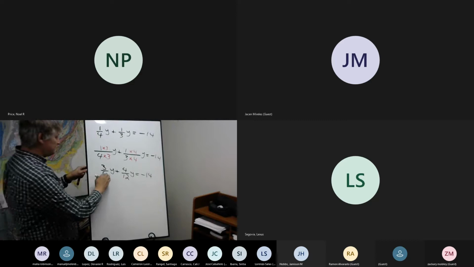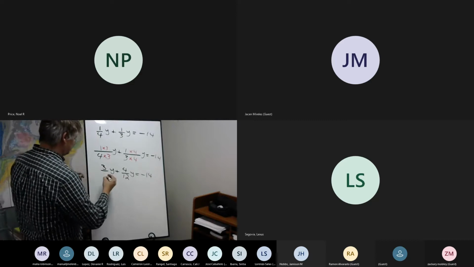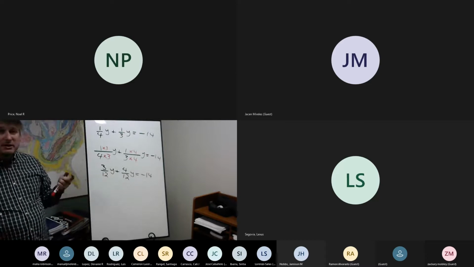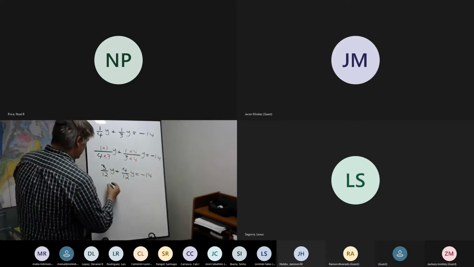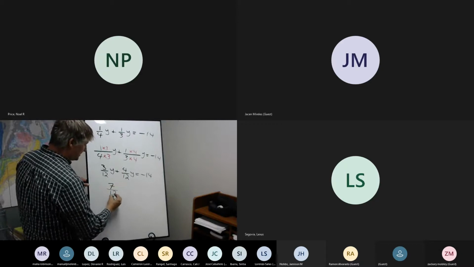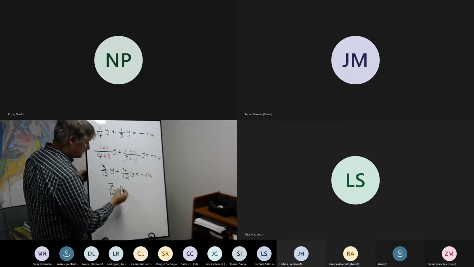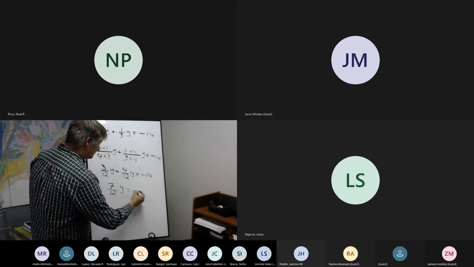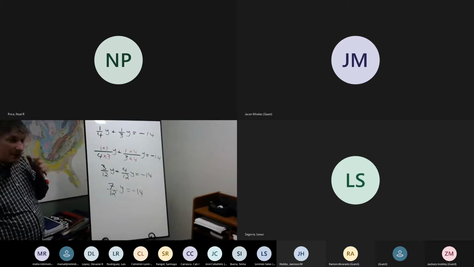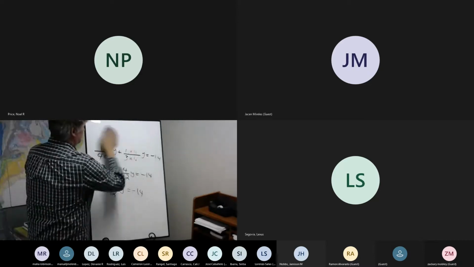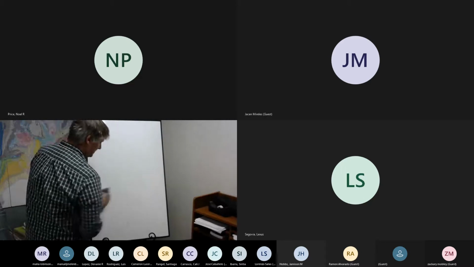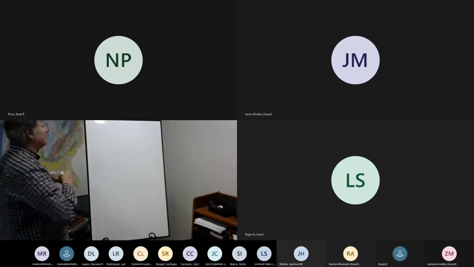Now we can add these. Oh, I'm sorry, this is 12. Same denominators, we can add these fractions. We'll get 7, 3 plus 4. Keep that common denominator of 12. We still have 1. Now at this point, we'll rewrite this up here.